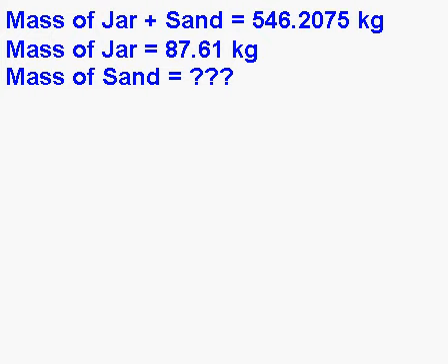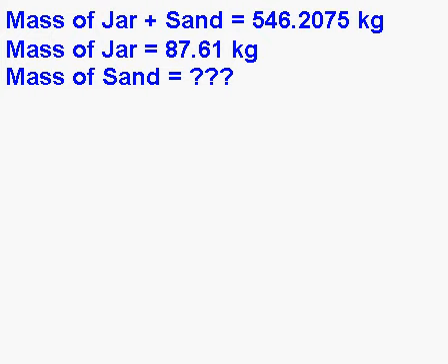The setup for this problem is pretty simple because we really want you to concentrate on using significant figures. Basically, we have this jar whose mass is 87.61 kilograms. The student knows the mass of the jar, but weighs the jar with some sand in it. The total mass of the jar and the sand turns out to be 546.2075 kilograms.